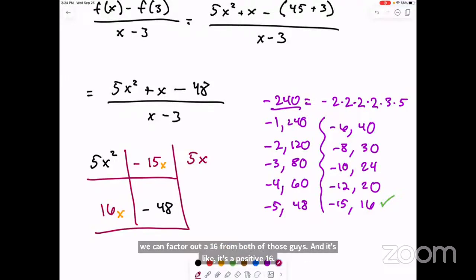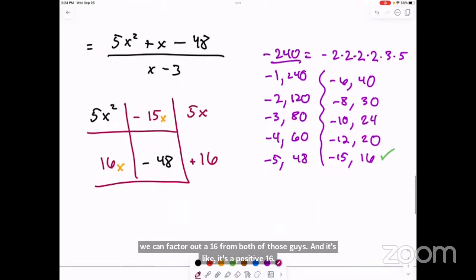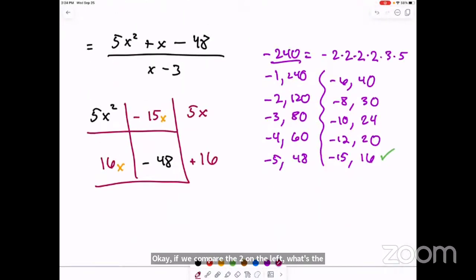If we compare the two on the left, what's the greatest common factor? It looks like it's just an x. And the two on the right, what's the greatest common factor? Is it a -3? Because there'll be a 5 left there, and 1 and 16. Yeah, so it looks like -3 is the greatest common factor there.